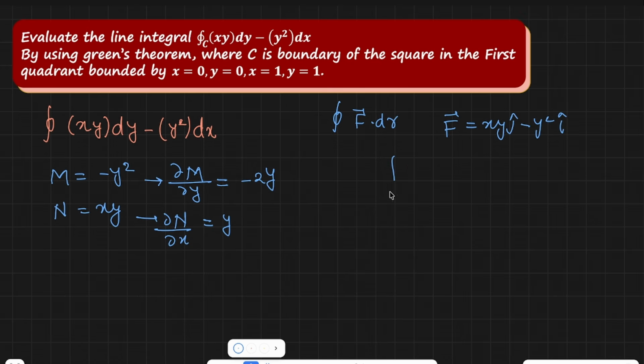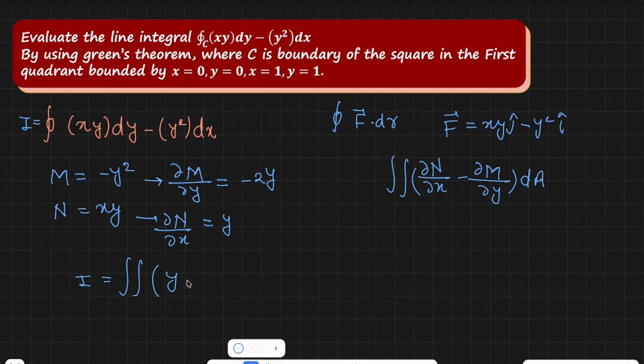While applying the Green's theorem, that is basically the partial derivative of N with respect to x minus the partial derivative of M with respect to y, and then take the dA. dA means dx dy. When I apply this, it will be a double integral. So this line integral will be equal to the double integral. Let's say this is your I. This is y minus minus, plus 2y, and this is dA.